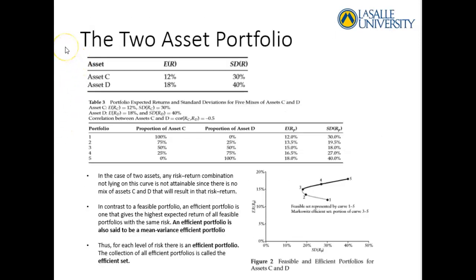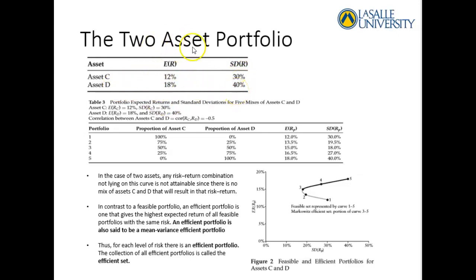On this slide, we have an example of a two-asset portfolio. If you understand the logic behind a two-asset portfolio and diversification using two assets, you can expand that to three assets, four assets, five assets, and so on. So let's look at an example where we have two assets available to invest in, asset C and asset D. The expected return on asset C is 12%, whereas the expected return on asset D is 18%. And similarly, the standard deviation, which is a measure of the risk of the asset, is 30% for asset C and 40% for asset D.